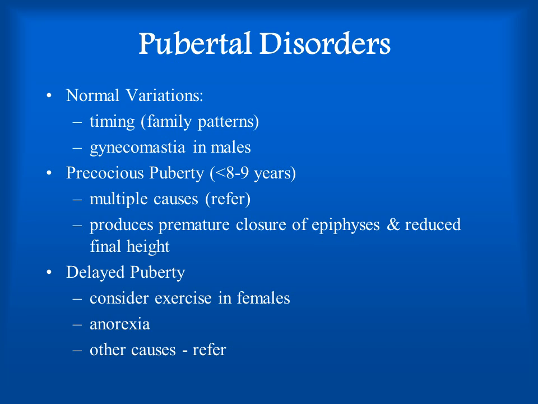Precocious puberty is defined as puberty occurring less than 8 to 9 years of age. There can be multiple causes for this, so again, important to refer to endocrinology. And it can produce premature closure and a reduced final height, so it's very important to diagnose this and try to delay this if possible. Now, with delayed puberty, consider exercise as a cause in females. Again, the female athlete triad and possible anorexia. If menarche has not been achieved by age 16, it's very important to get a consult both with endocrinology and GYN.